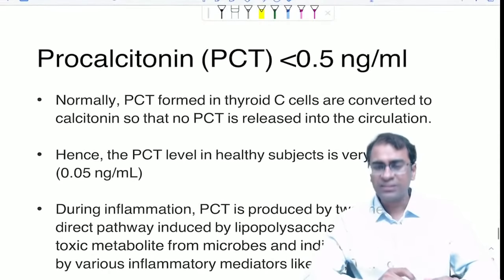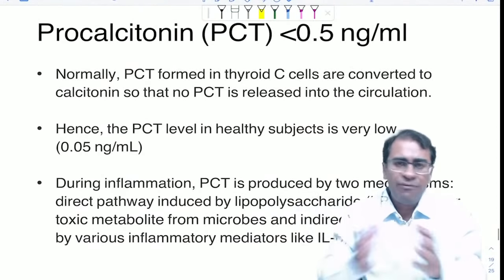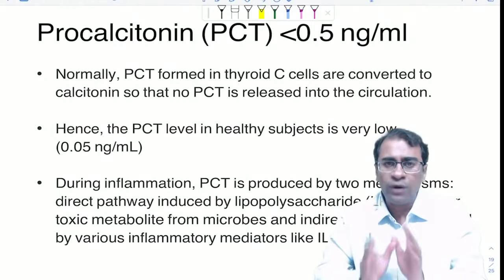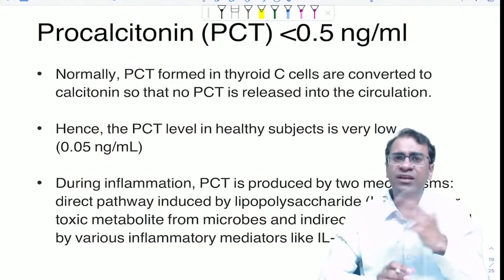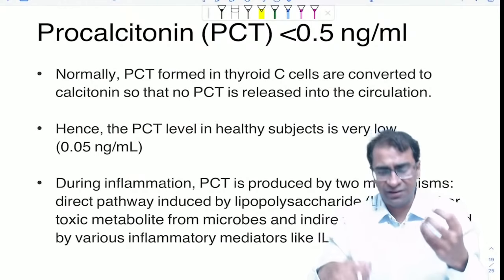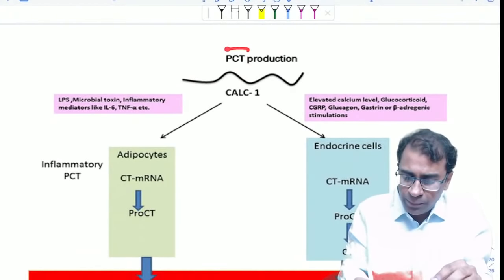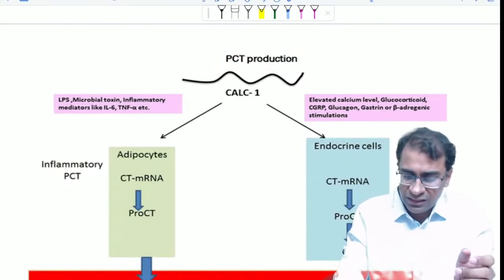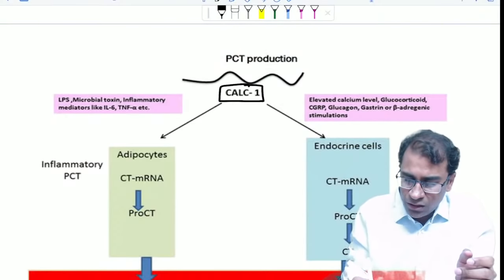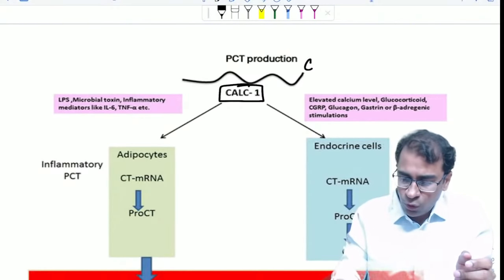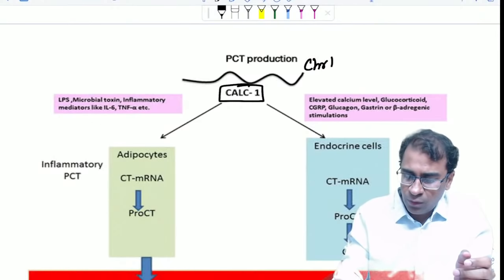Now let's come back to one more marker, procal. Procal, first of all, let me tell you, is not an inflammatory marker. Procal has a very interesting way of getting released. Let me show you this diagram first. Let's assume this is PCT production, the PCT gene. Suppose this is the CALC1 gene. It is on chromosome number 1.